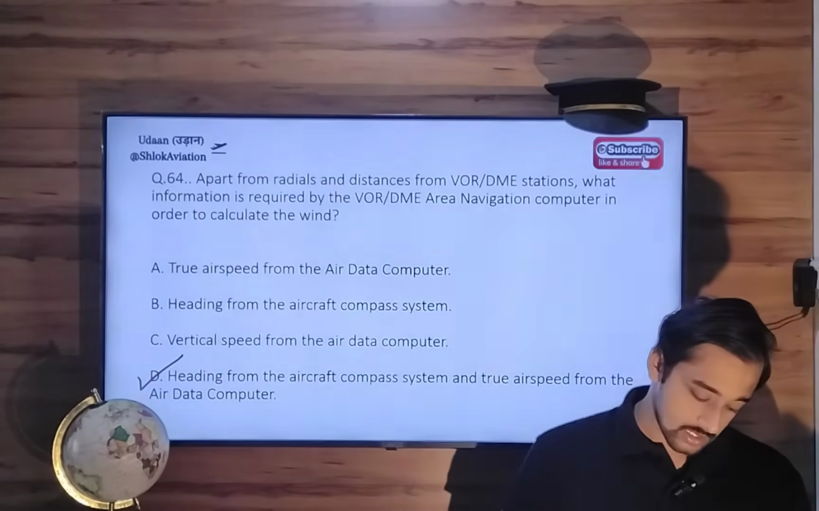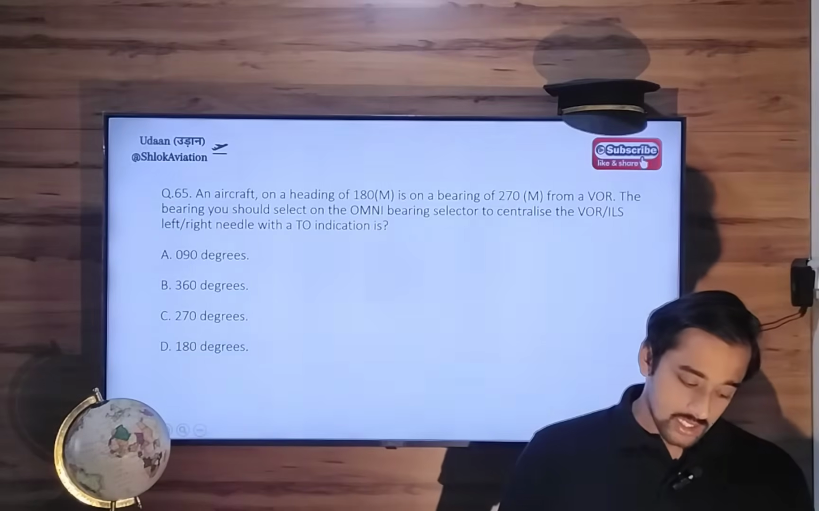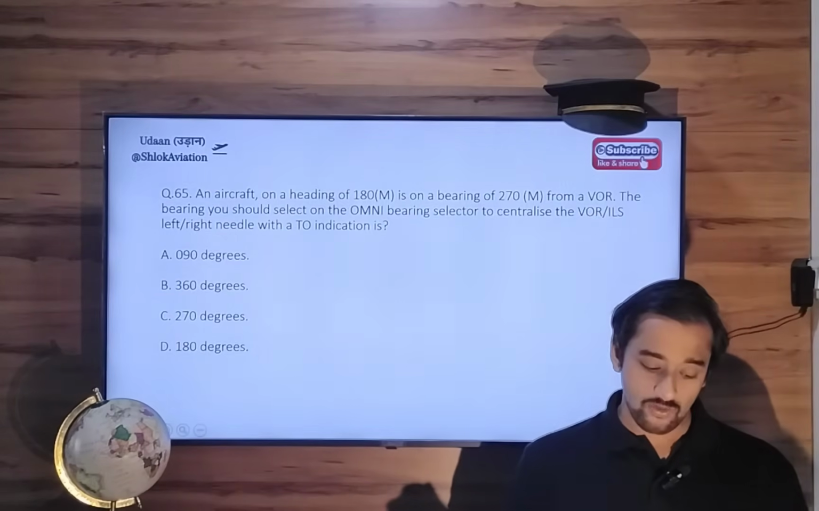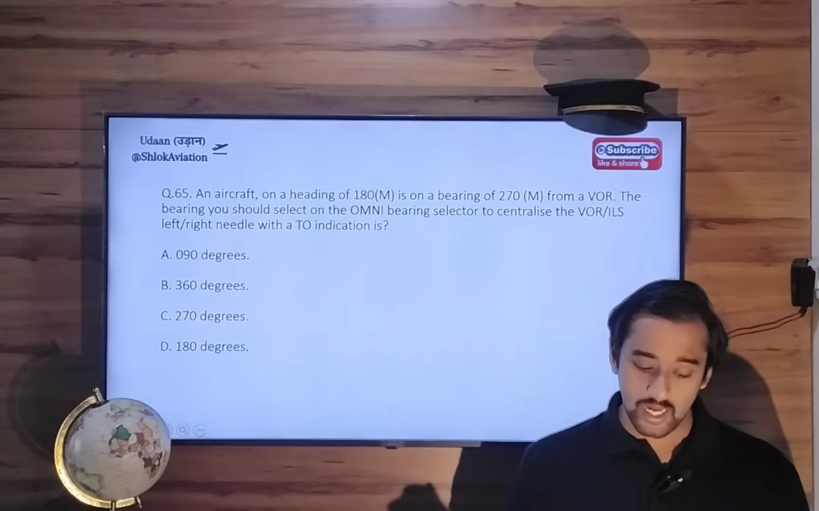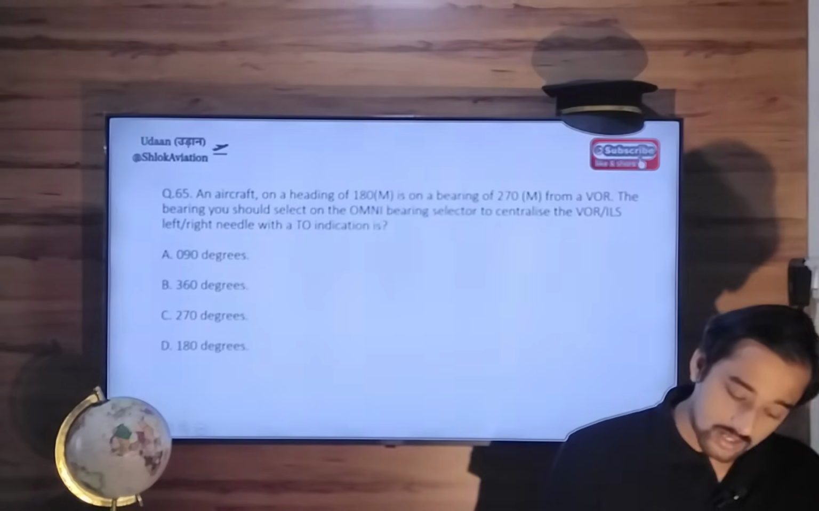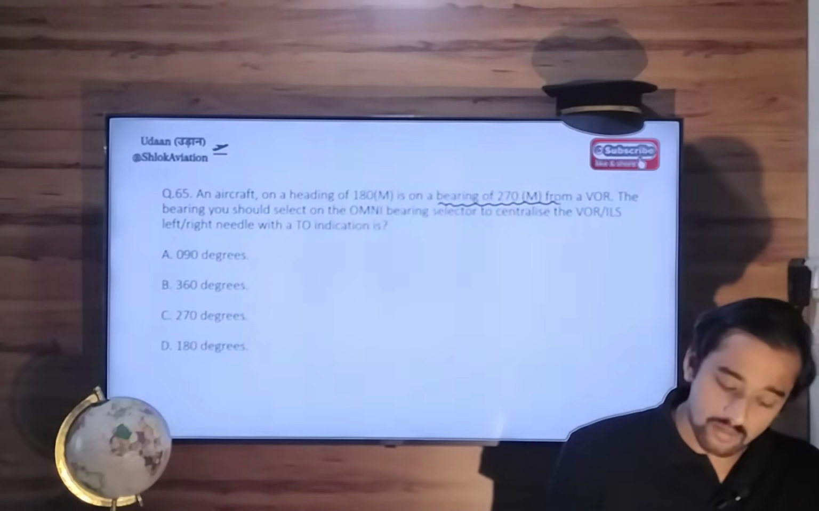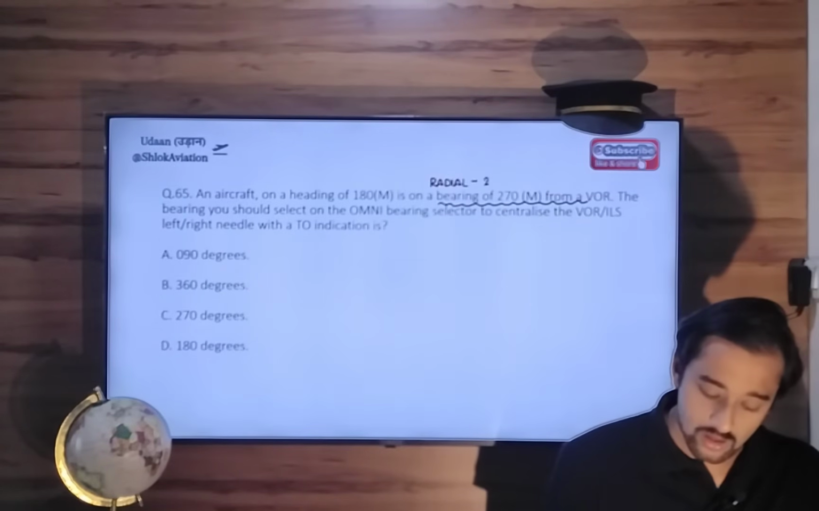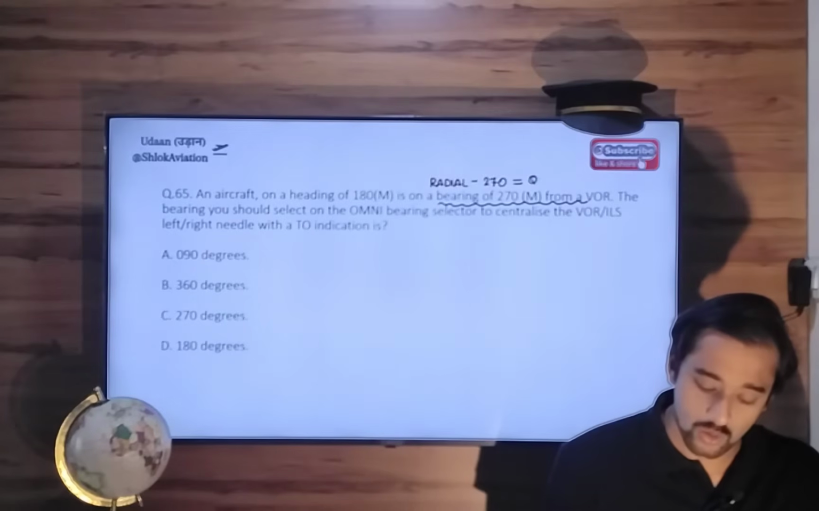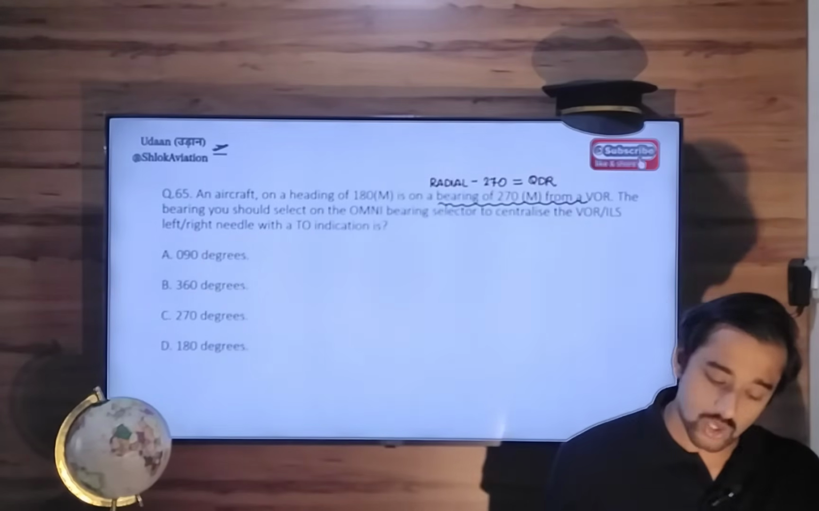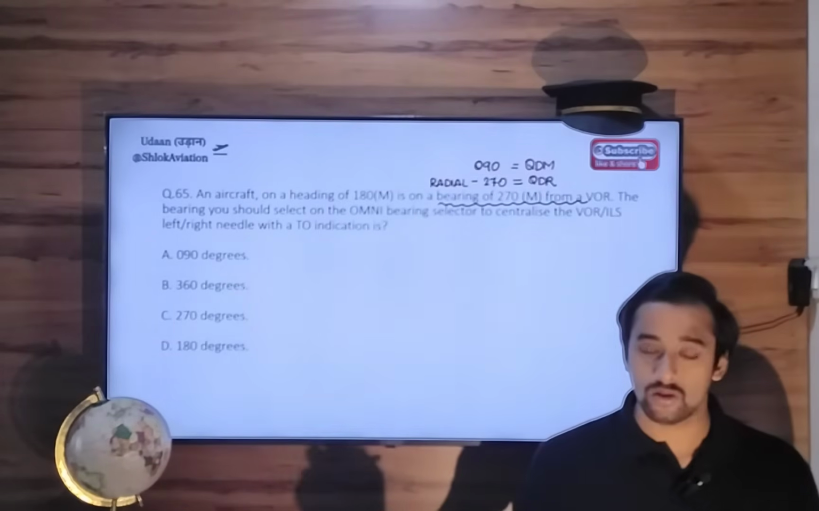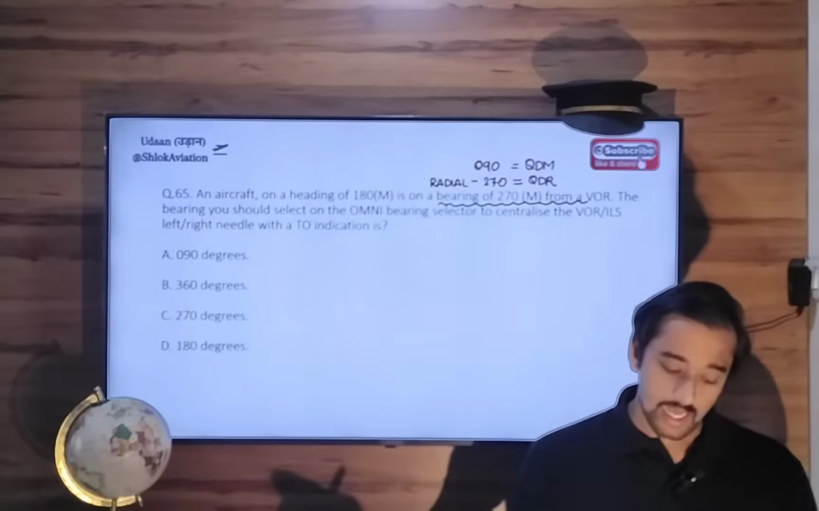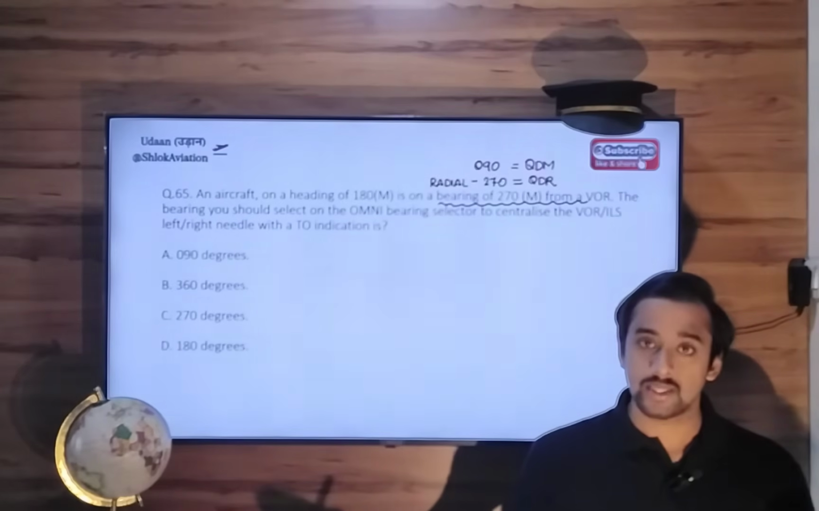Okay, next. Question 65. Aircraft is on a heading of 180 magnetic, on a bearing of 270 from a VOR. So magnetic bearing from a VOR means you are on radial 270, also known as QDR 270. If QDR is 270, QDM will be equal to 090. The bearing you should select on the OBS to centralize the CDI needle with a TO indication should be what?